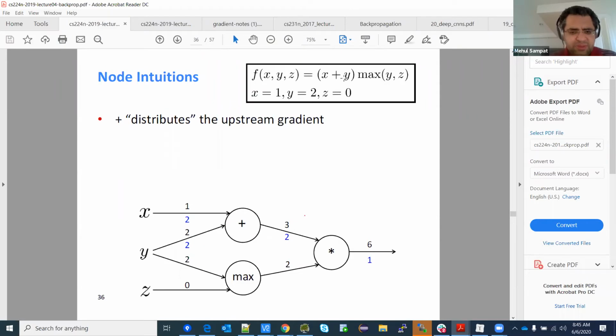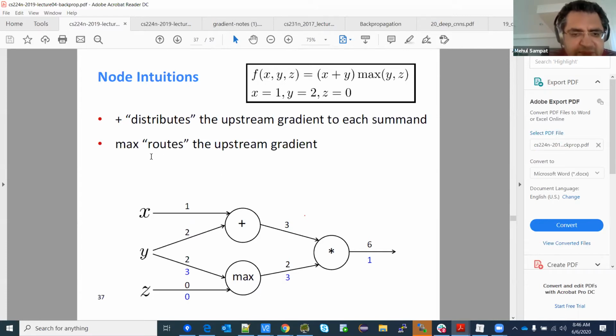So what he's saying here is the intuition that the plus node distributes the upstream gradient. For example, the upstream gradient is 2 here, and you see it's distributed equally on both sides, so it's 2 and 2. You're just distributing this upstream gradient. Maybe I'll show you one more and it'll make some sense.